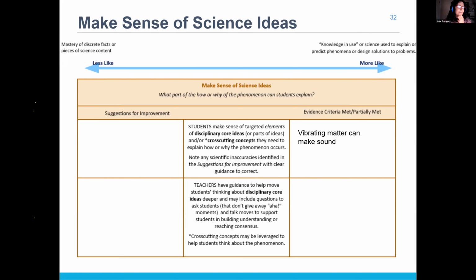Initial thinking. You are allowed to change your mind later. You can just share in the chat window. Something you read, something you saw, a phrase, a question, a description of what the students were doing, any evidence that we have at all that students are building this targeted idea, that they need to think about vibrating matter can make sound.